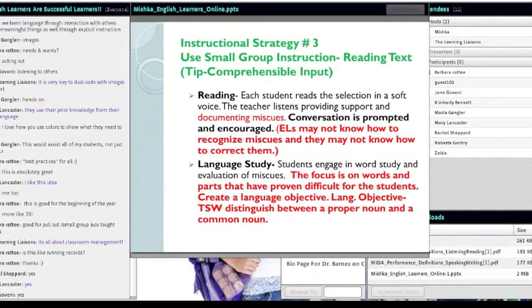Okay, so my language objective may be something like distinguish between a proper noun and a common noun. That would be like a language objective. All the while, as I'm doing this, I'm making speech comprehensible to them.